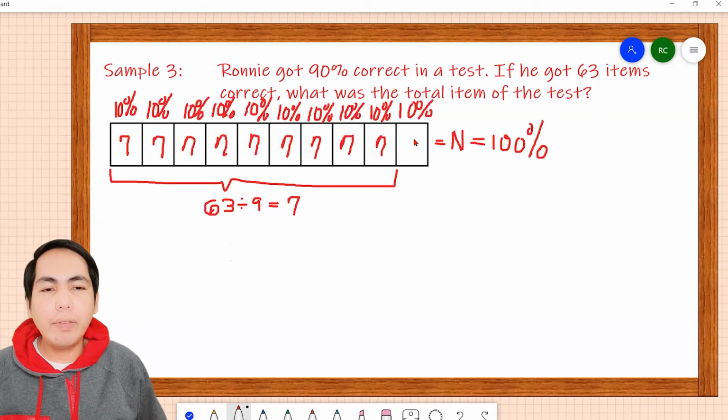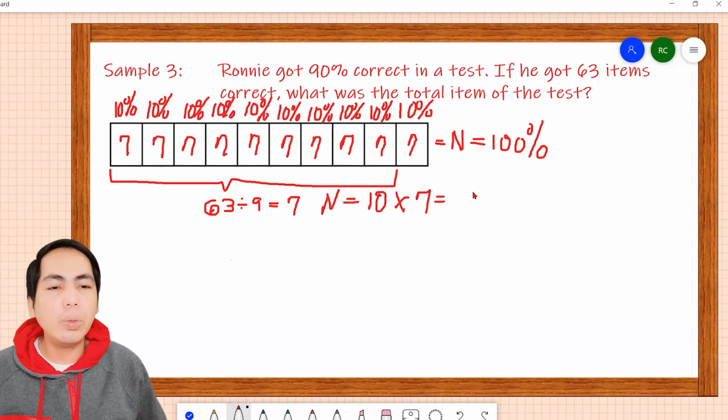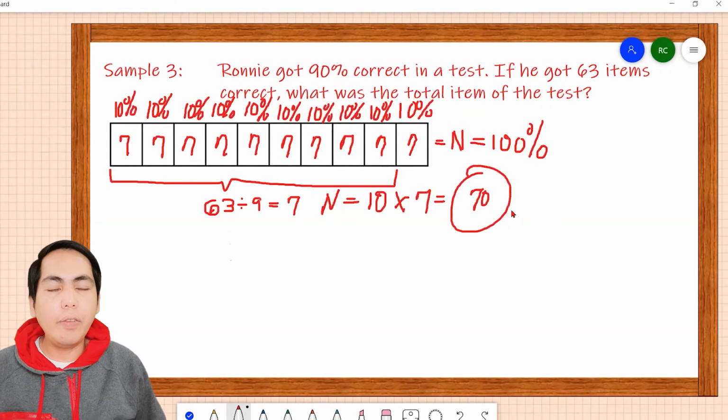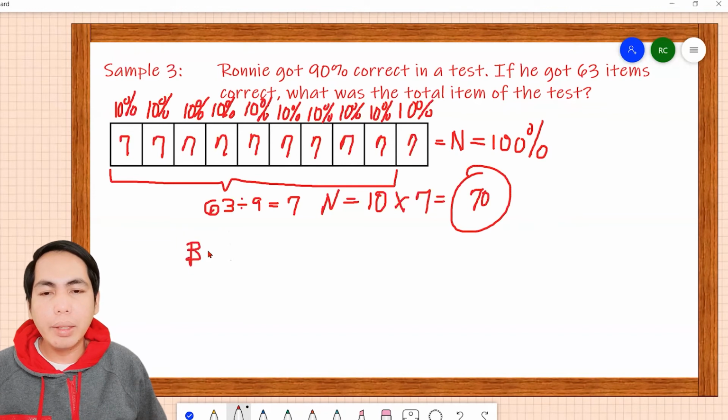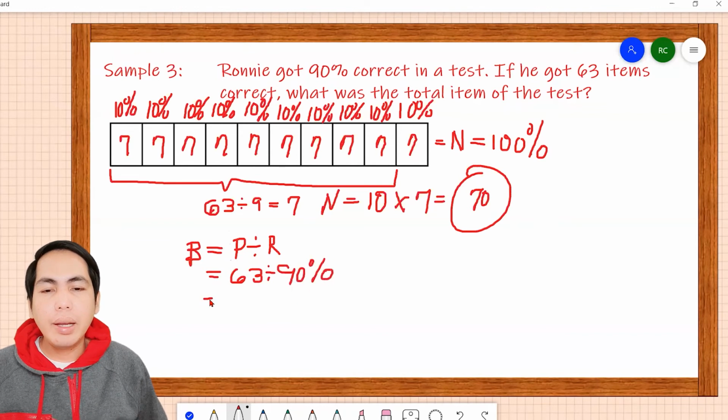Therefore, to get the value of n, which is the total, n is equivalent to 10 units times 7 per unit to give us 70. So therefore, the value of n is 70. Now, if we are going to use our general formula that the base is equal to percentage divided by the rate, we have 63 divided by 90%.